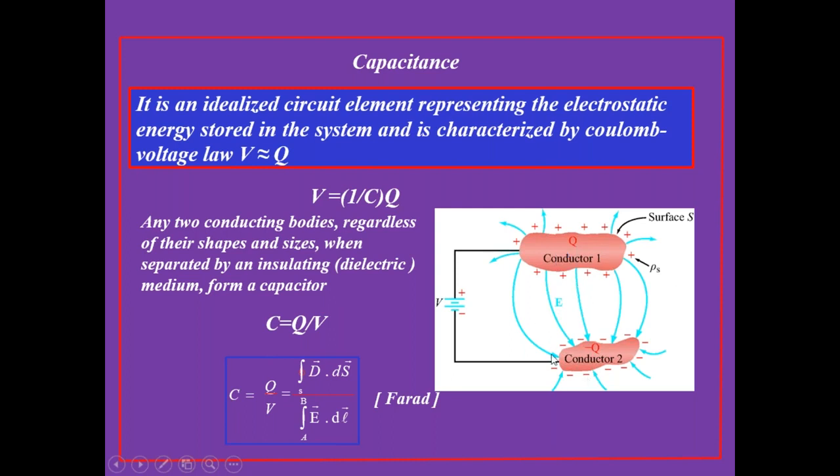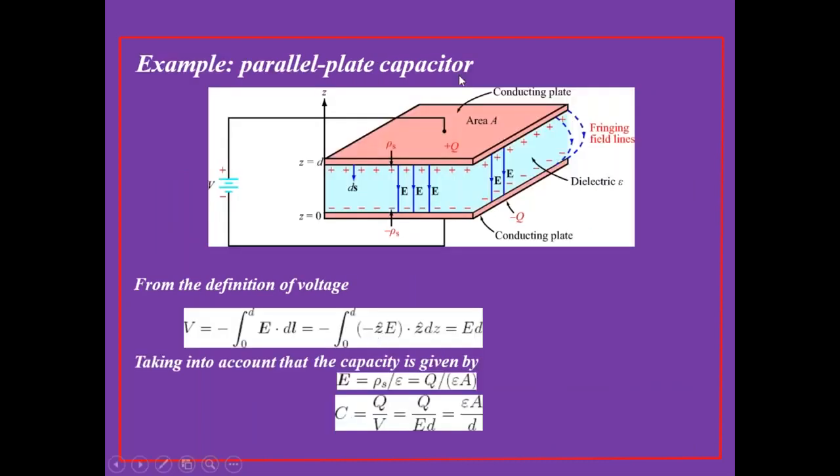So by diagram you can see these two conducting bodies separated, so they form a capacitor. This is conductor one, conductor two. This carries the positive charge, while this carries the negative charge. And capacitance is measured in microfarad. This is an example of a parallel plate capacitor. We have the dielectric, which is the insulator, and the conducting plates, with the insulator in between them.